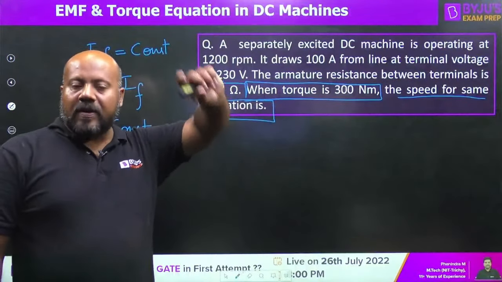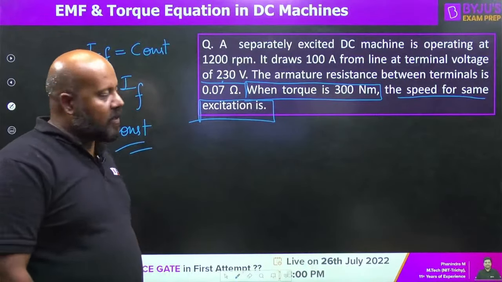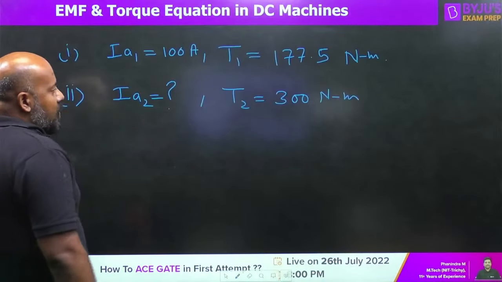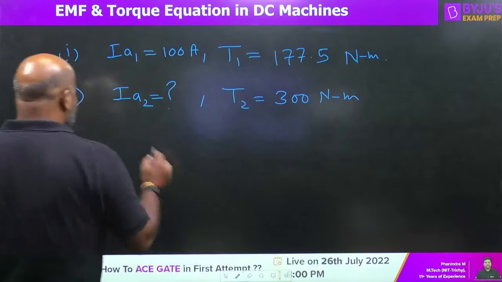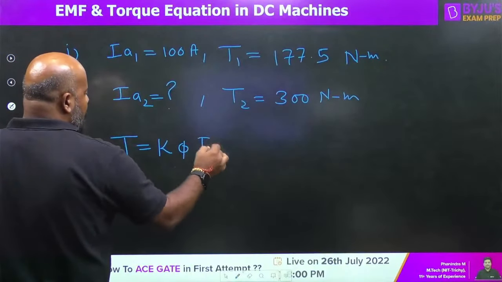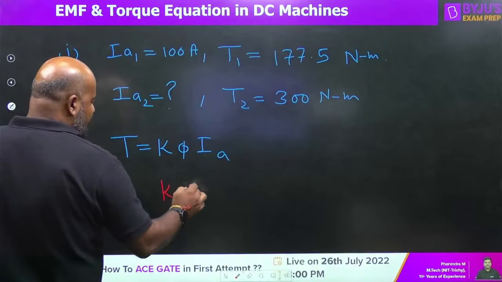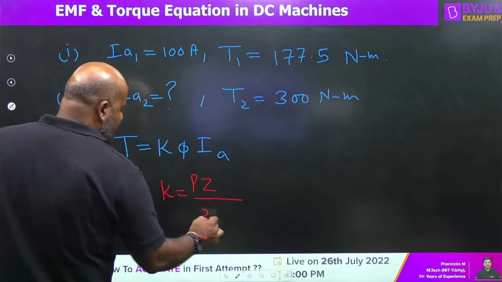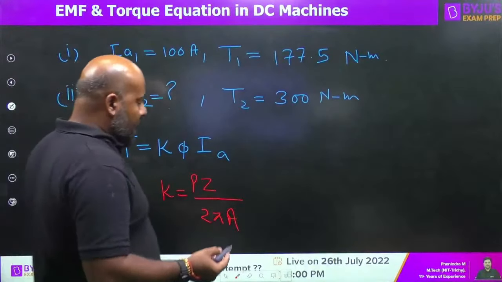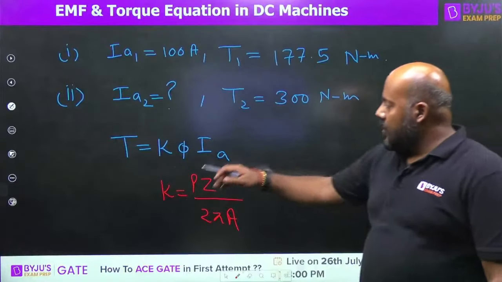So what is the first thing we can find from this information? We can find the value of armature current for the second case when the torque is 300 Newton meter. How are we going to relate the torque? What is the expression for torque? Torque you can write as K phi Ia. Now this K is a constant which is given as Pz upon 2 pi A. This is a machine constant. So number of poles, number of conductors and number of parallel paths, everything is going to be constant. So K is going to be a constant.